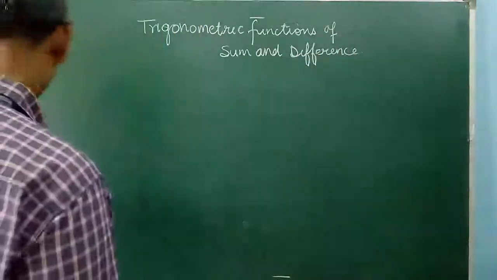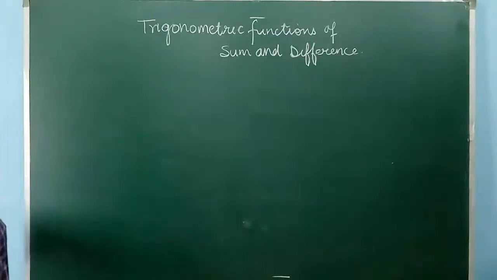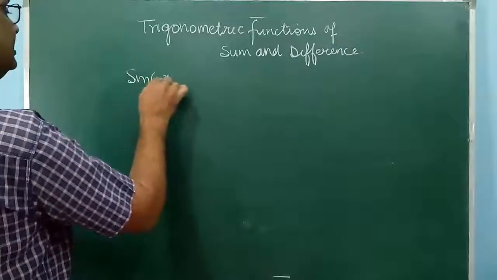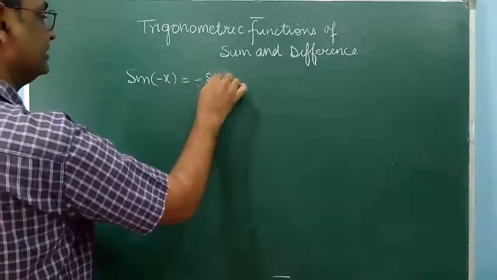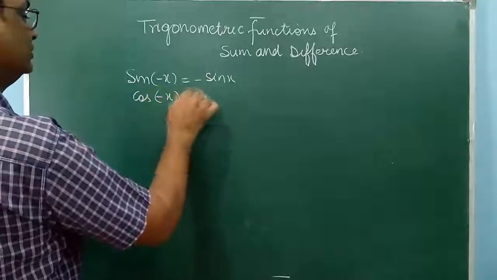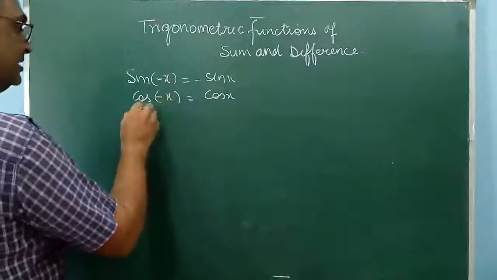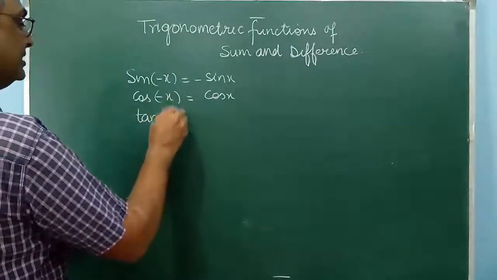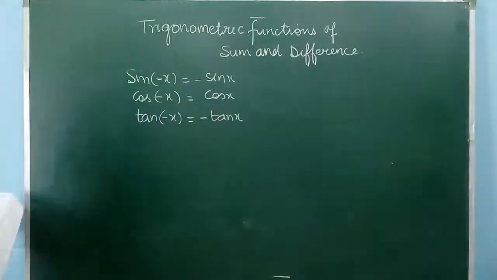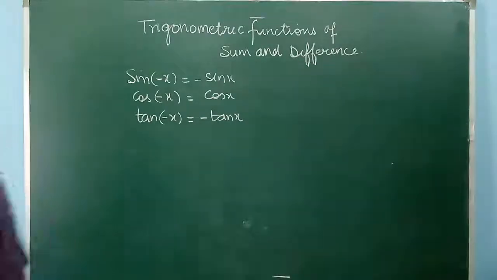This is it. What is the meaning of sum and difference? Firstly, we have to just see the results that we already know: sin(-x) is equal to -sin x, cos(-x) is equal to how much? cos x. Here the minus sign will not be considered. Then tan(-x) is equal to -tan x. This we are knowing. Now comes the formula for sum and difference.